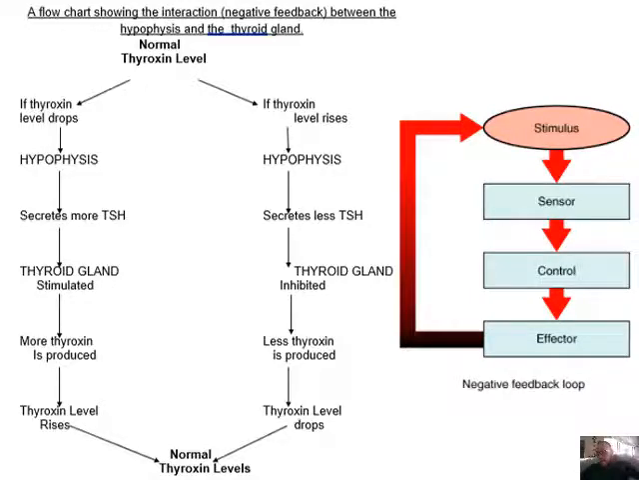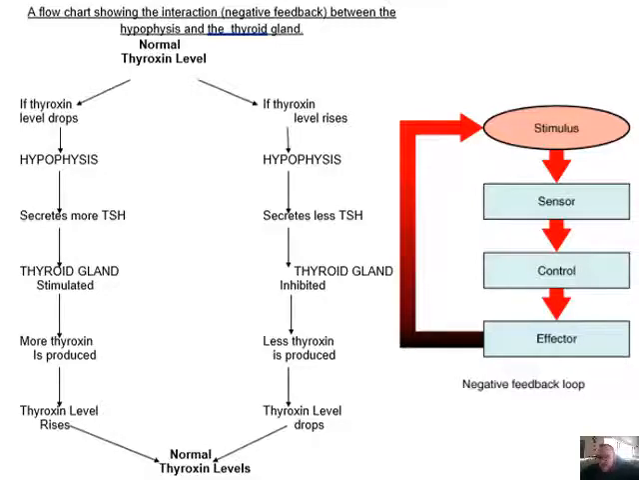So let's say there is too little thyroxine in your system. Okay, so the stimulus is the thyroxine levels dropping. This is then going to go to the sensor, which is your pituitary gland. This pituitary gland is then going to try and control the fact that there is too little thyroxine.